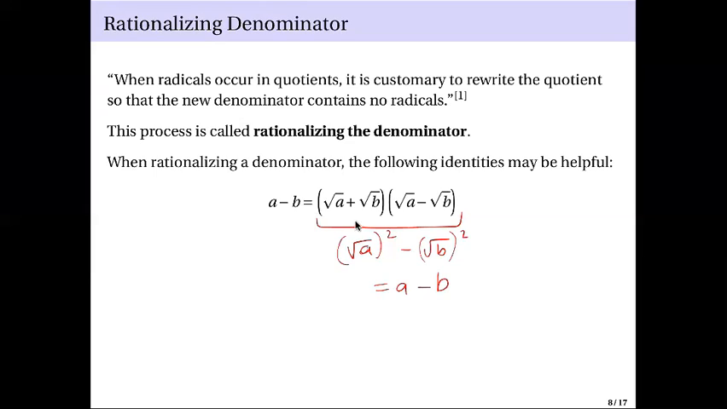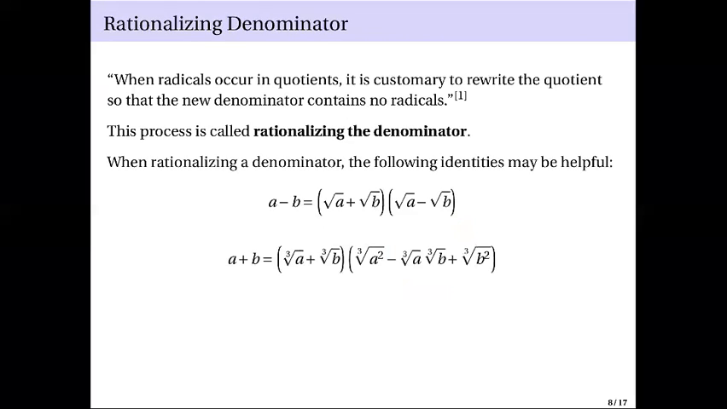Okay. Of course, we are assuming that a is some positive number, so that the square root of a exists, and b is some positive number, so the square root of b exists. So this is the counterpart for the difference of two squares.